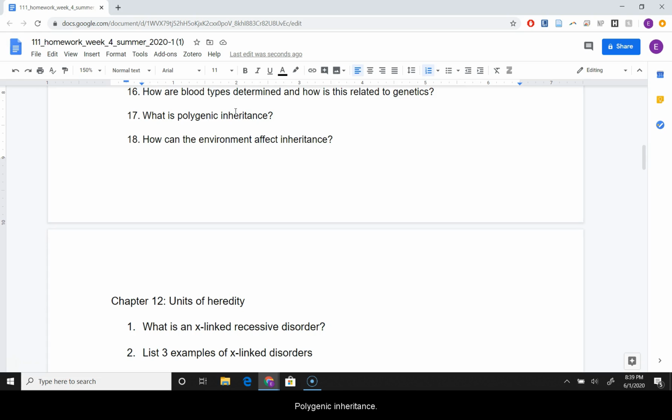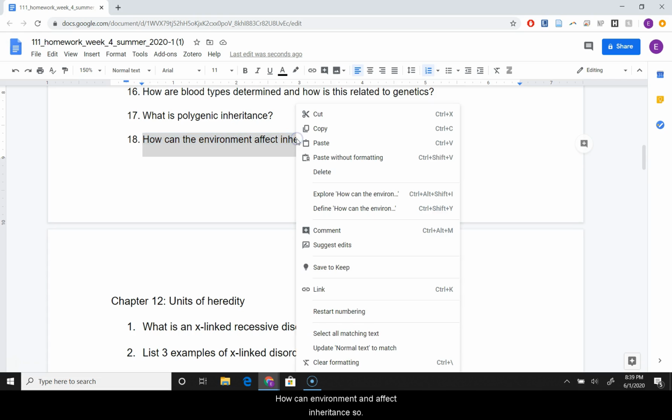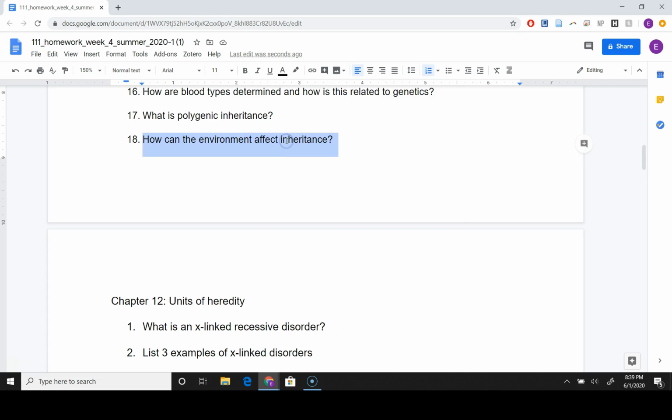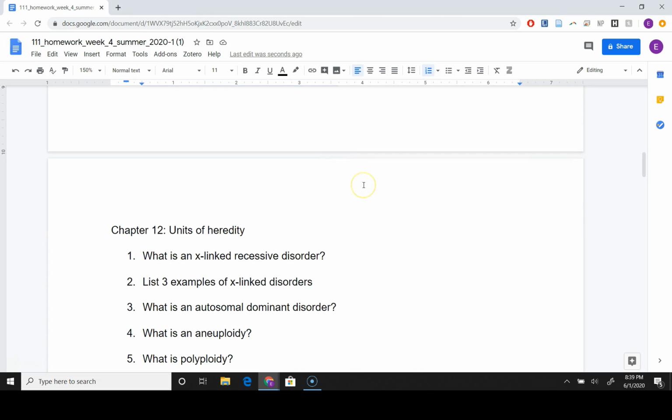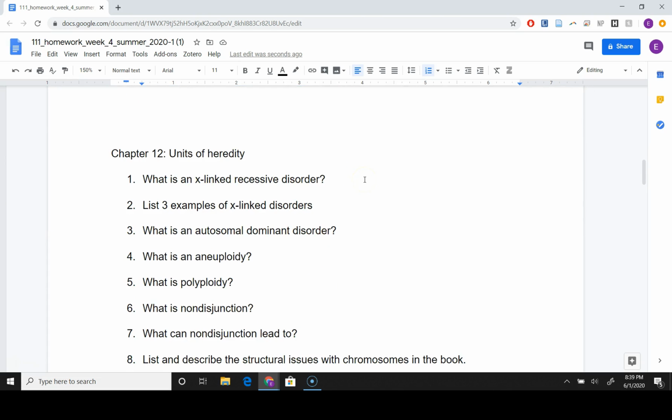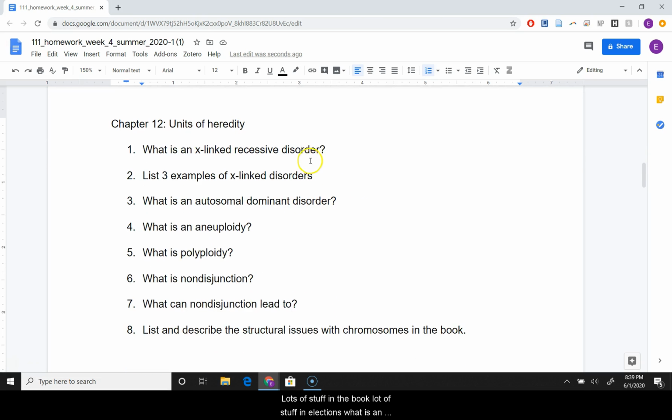Okay, polygenic inheritance. How can environment affect inheritance? There are many environmental factors that can cause you to express or not express different characteristics. Kind of glossing over that, but there's lots of stuff in the book and in the lecture.